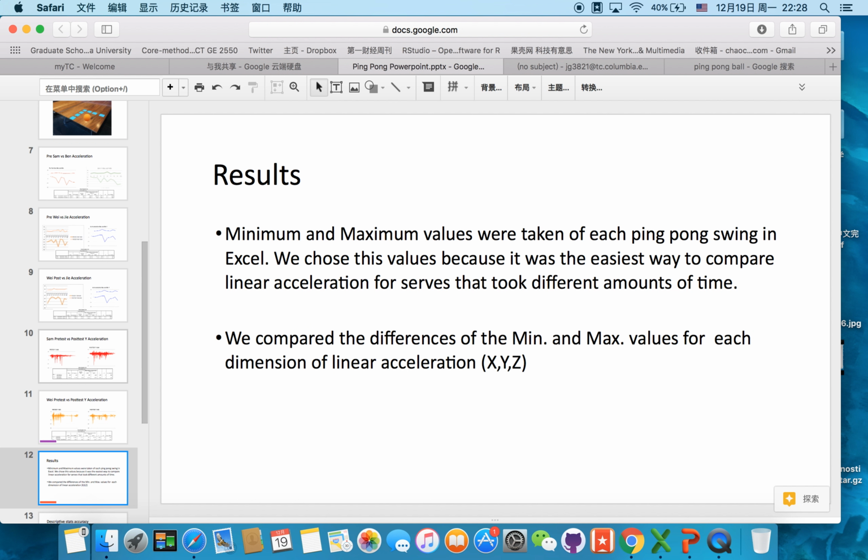The results. Minimum and maximum values were taken of each ping-pong swing in Excel. We chose these values because it was the easiest way to compare linear acceleration for serves that took different amounts of time. We compared the differences of the min and max values for each dimension of linear acceleration.